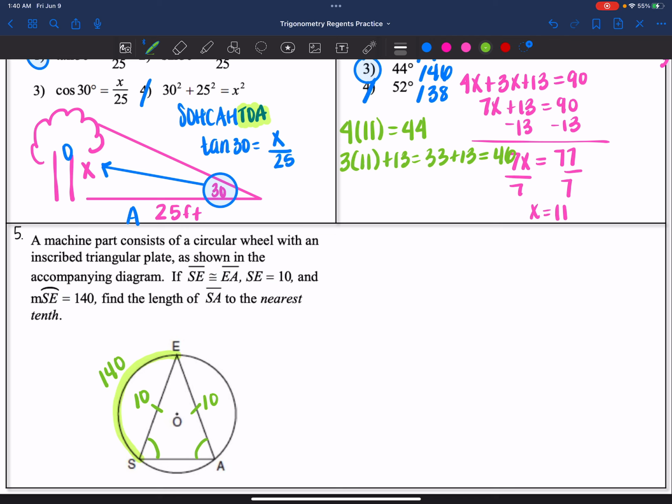And what I'm looking for is this side here, and I'm going to call it X. Now, this is not a right triangle. I'm looking for a side. I don't really know any angles right now, but I do know an arc length, and I'm going to notice that this angle SAE is an inscribed angle, and I know that my inscribed angle is half of my arc. So if my arc is 140, that means my angle is 70.